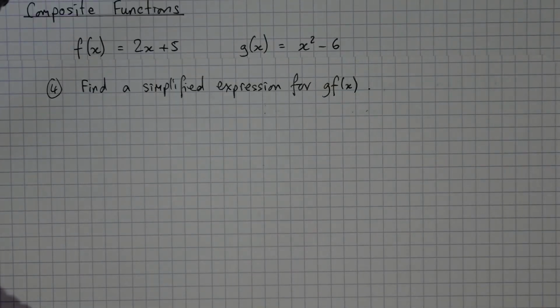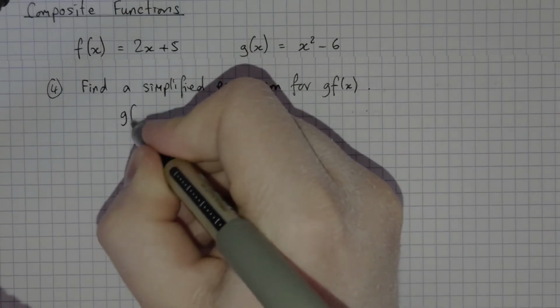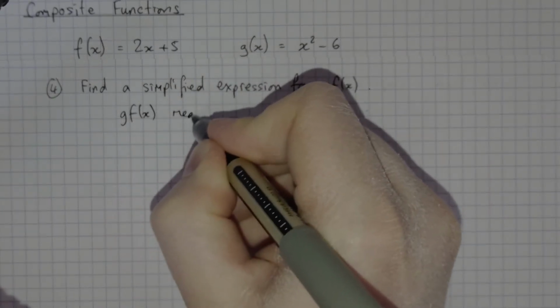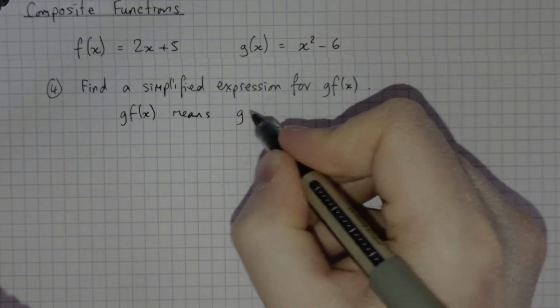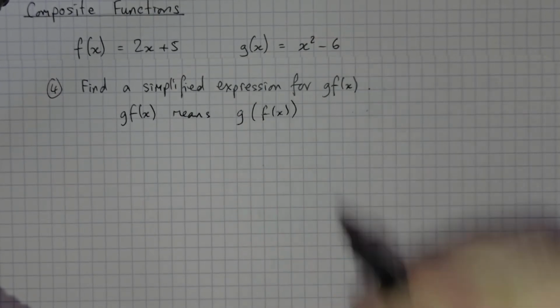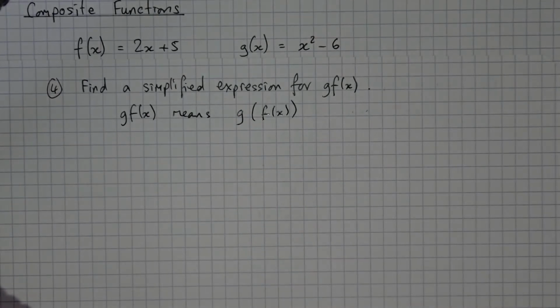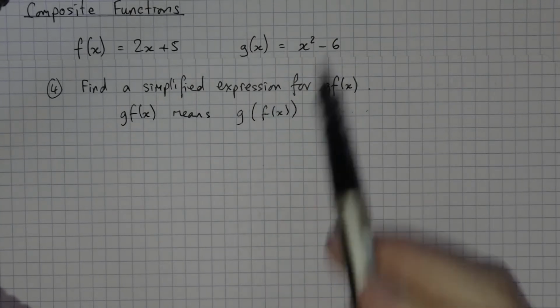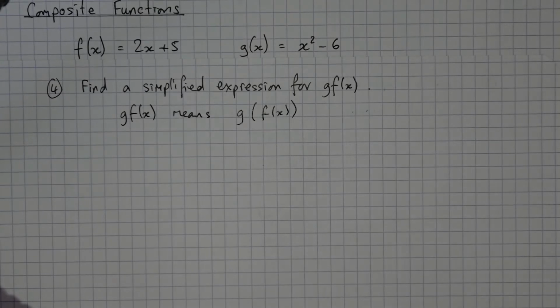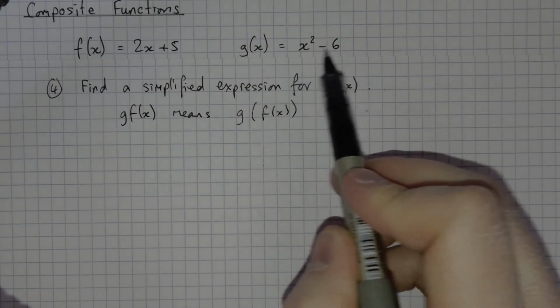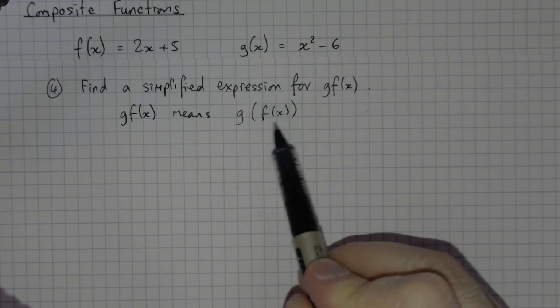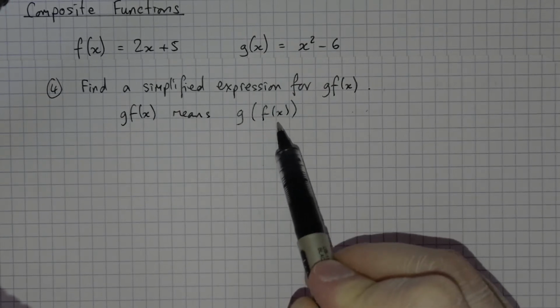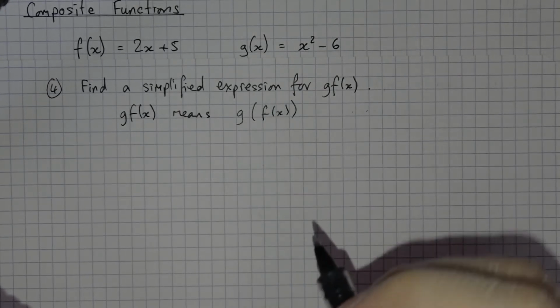So I'll now show you what happens if it's the other way round. So in this case, find gf of x. Well, gf of x means that we've got to do g to whatever f of x is. Now, doing g just means that you square the input and take away 6. So when you do g, no matter what the input is, you square that input and take away 6. It just so happens that the input for g this time is this function itself. So let's do g to f of x.